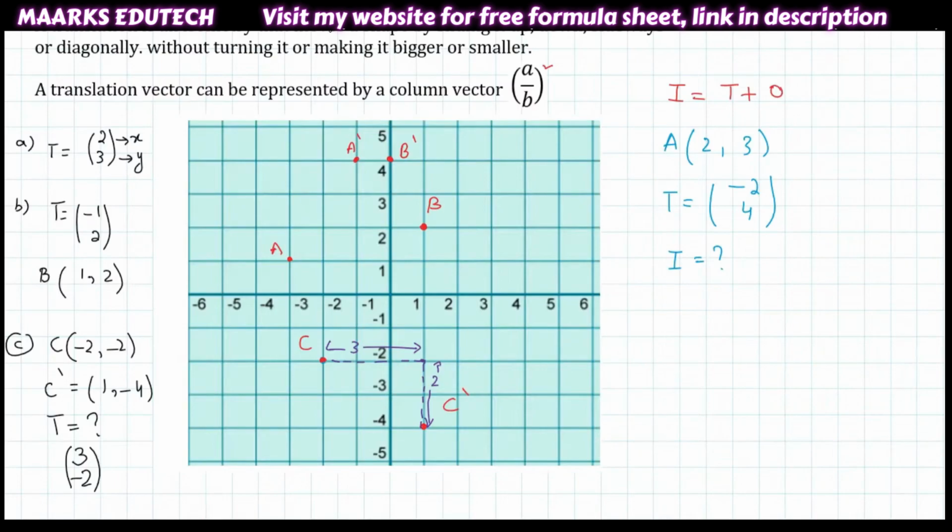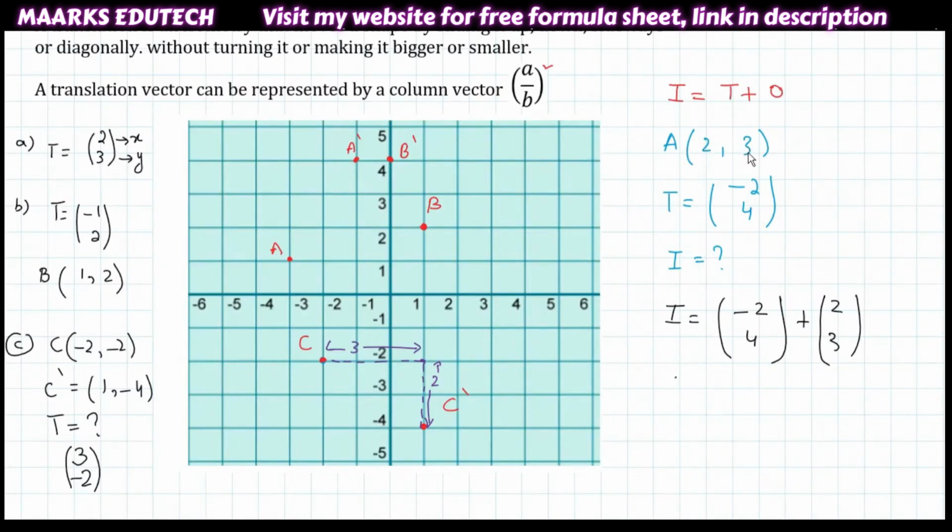So in place of image, I don't know the image, so I'll write I as it is, and then we have the translation vector which is (-2, 4), and then plus object. So object is (2, 3). Now one thing you need to remember: this A is written in coordinate form like (2, 3), but whenever we are solving translation, we need to write it in a vertical column vector form. So I'll write it as 2 and 3, and remember the first value is X and the second is always Y.